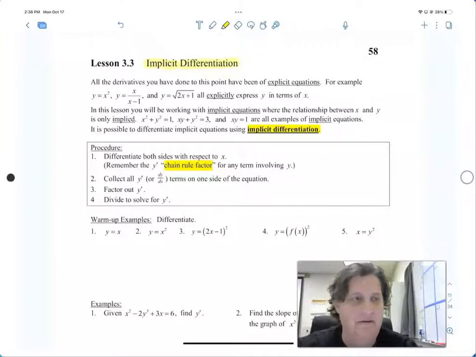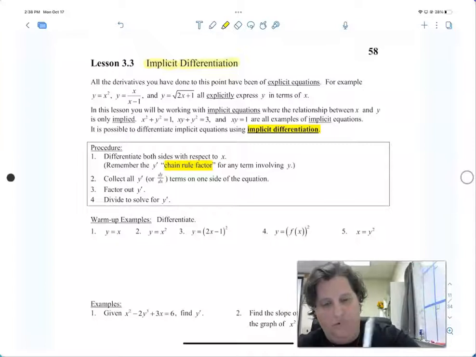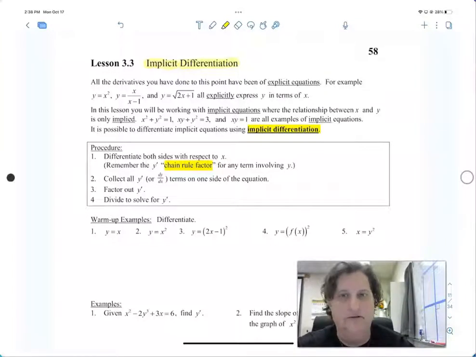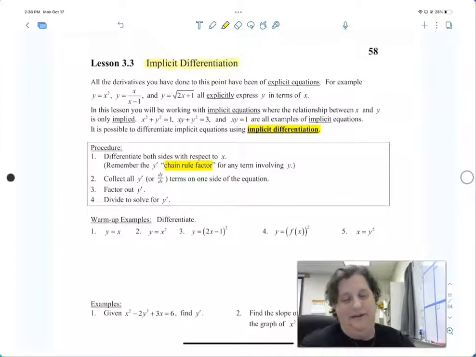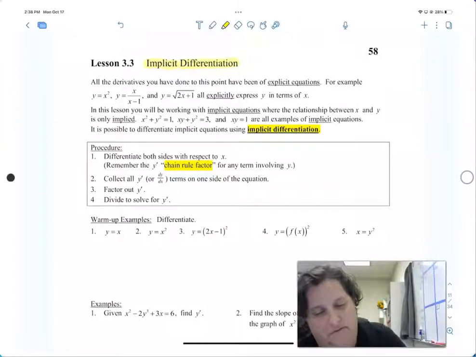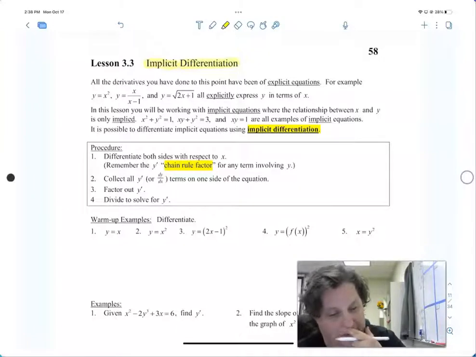Explicit is just done, right? So if I explicitly tell you to do something, like I want you to take out your pencil, put it on paper and take notes, that's explicit. Implicit is a little bit fancier, a little more implied. All the derivatives we've done so far have been explicit equations.